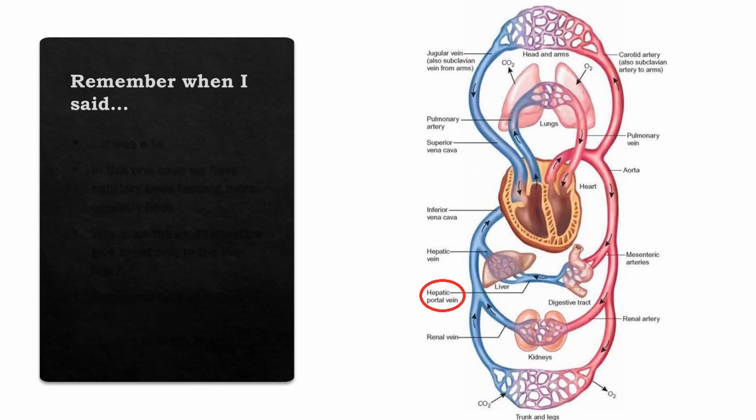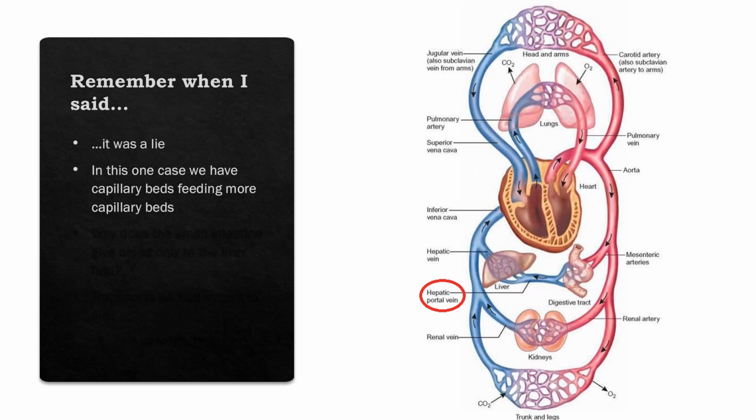Remember when I said that arteries lead to capillaries, capillaries lead to veins, and veins ultimately lead back to the heart? Well, that wasn't entirely the case, at least in this one case. In the digestive system, arteries lead to capillaries, capillaries lead to veins, veins lead to capillaries, and capillaries lead back to veins, which go back to the heart.